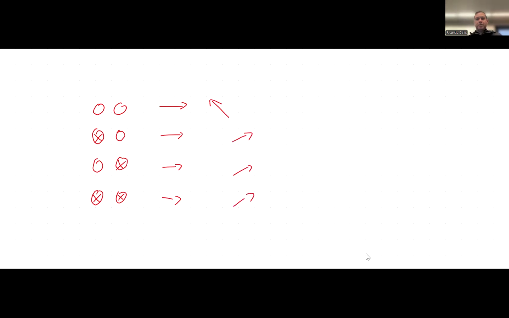Another scenario is that we can have this, this, this, and that. And here we're just going to say this is the XOR problem, which is really important in neural networks.